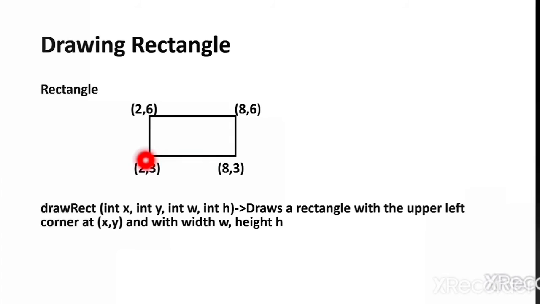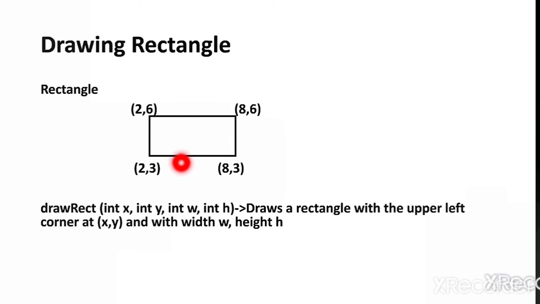See, if you calculate the difference between these 2 points, the length of this side will be 4, because 8 minus 2 is 4, and 3 minus 3 is 0. So this side differs by 4 points. Similarly, if you calculate the difference between 2, 6 and 8, 6: 6 minus 6 is 0, and 8 minus 2 is 4. So it is 4, 0 again.